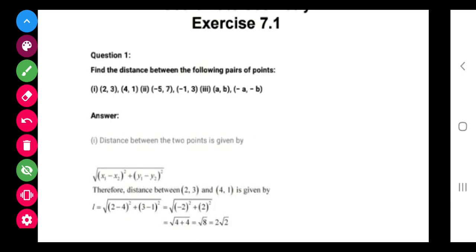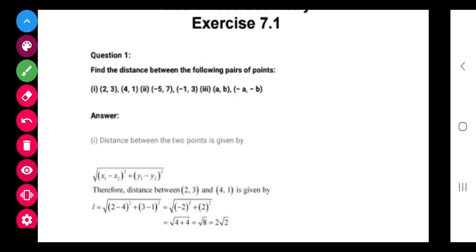Distance between the following pair of points. So these two are the points. This I can consider x1 y1, this I can consider x2 y2. After that, on applying the formula, keeping the values in place of x1 y1 and x2 y2, we can get the answer.